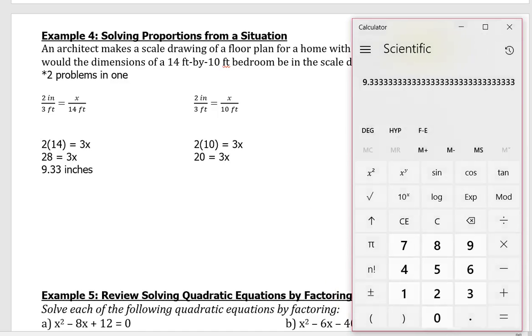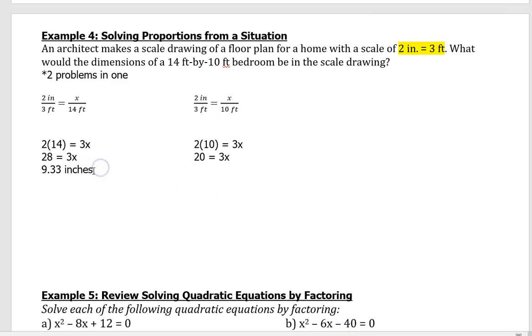So I'm going to grab my calculator and do 20 divided by 3. And that's going to give me 6.6 repeating. So let me just go ahead and round that. It's actually 6 2/3 as a fraction there, and those are the dimensions of your bedroom. So in real life, 14 feet by 10 feet. On the scale, it would be 9 1/3 by 6 2/3, or we just went ahead and rounded with the decimals there.